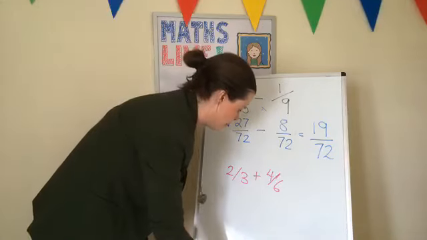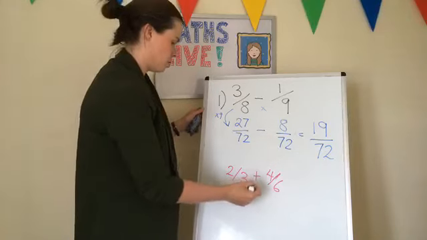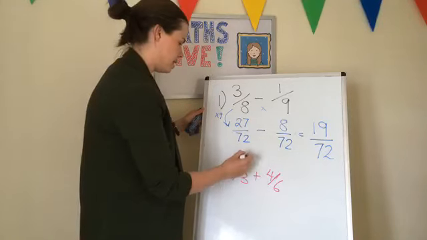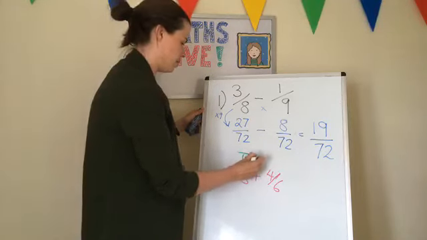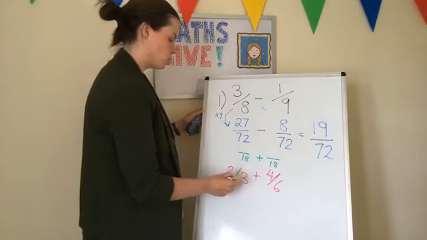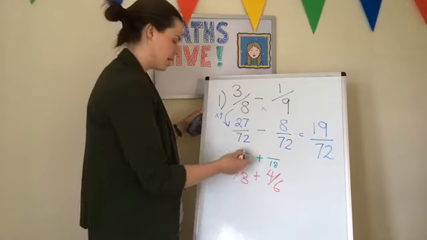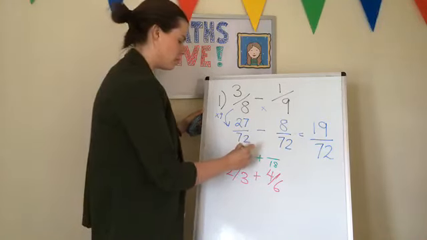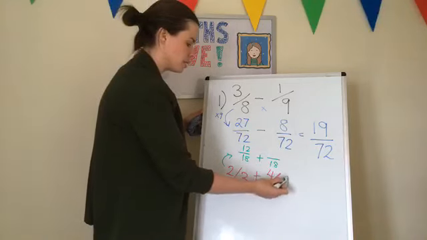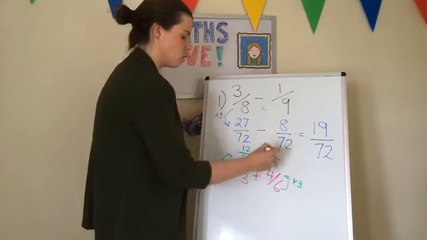So, this question. 2 over 3, subtract 4 over 6. So, 3 sixes are 18. I'm just going to put it above there. 6 threes are 18. What did you do to 3 to make it into 18? You times it by 6. So 2 times 6 is 12. What did you do to 6 to make it into 18? Times it by 3. So 4 threes are 12.